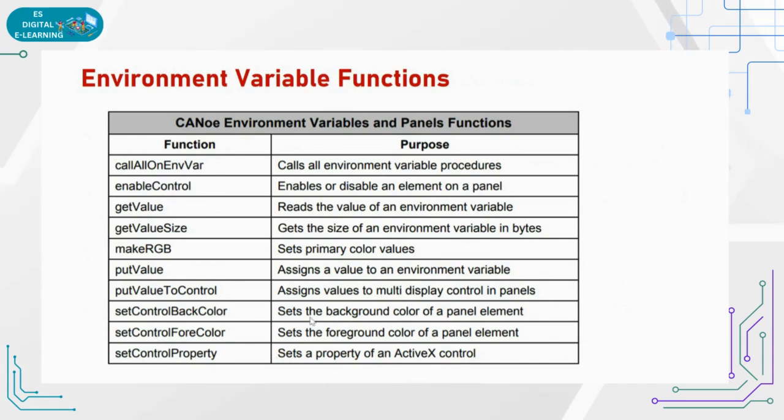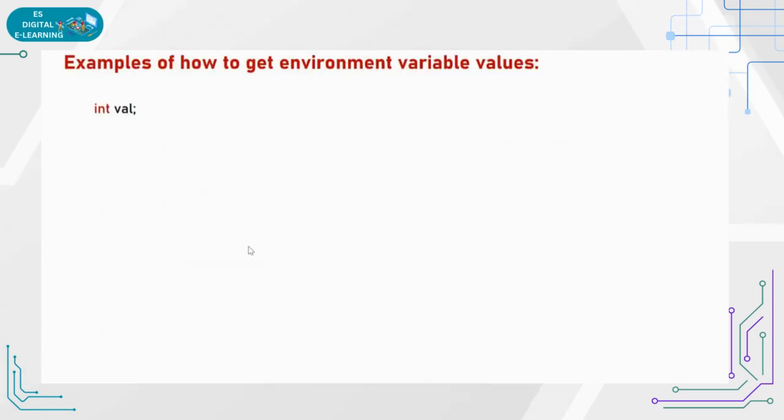Let me put it in a table in detail. Get value is reading the value of the environment variable. Get value size gets the size of the environment variable in bytes. Make RGB sets the primary color values. Put value assigns a value to the environment variable. So all of this comes as part of the environment variables. Okay, is it clear? So let's take one example.